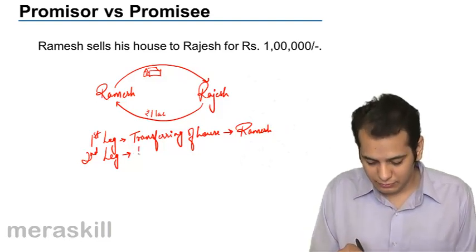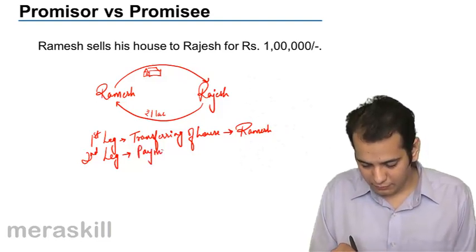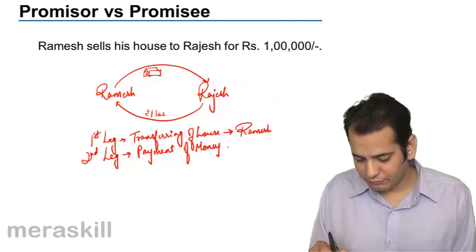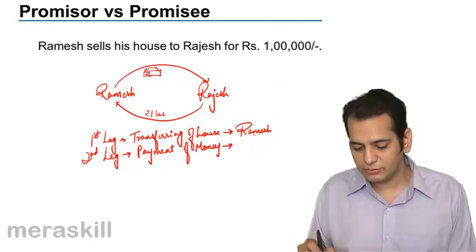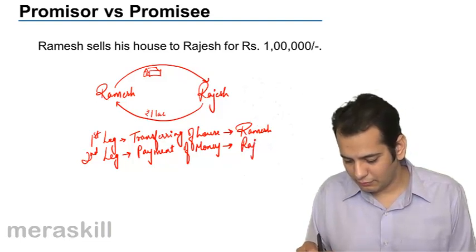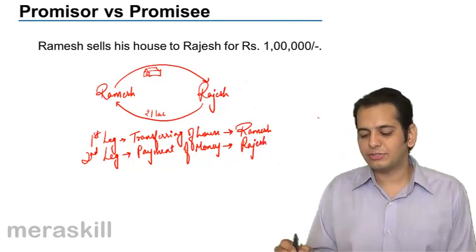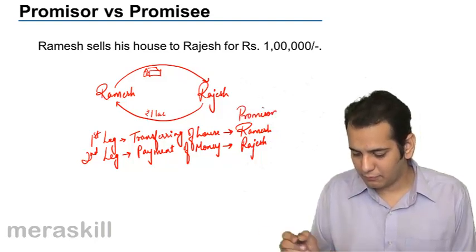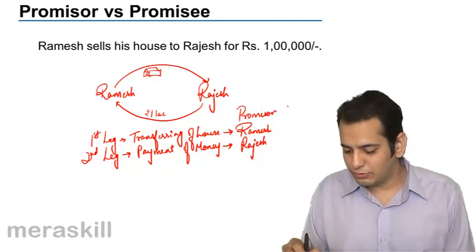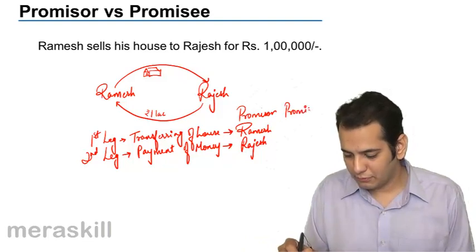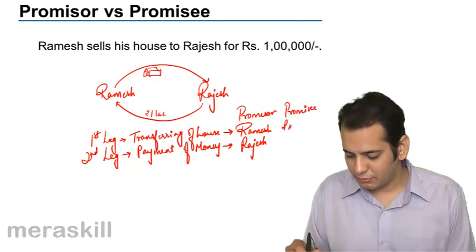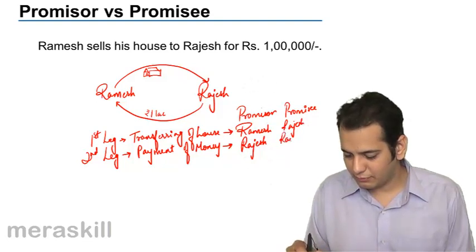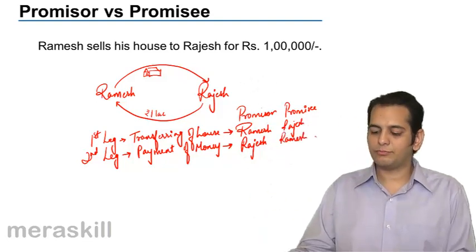And for the second leg, which is payment of money, who is the promisor? Rajesh is the promisor. And who is the promisee? Here Rajesh is the promisee, and here Ramesh is the promisee.